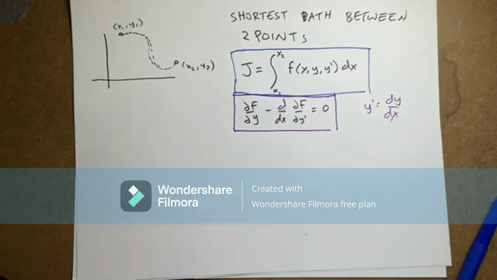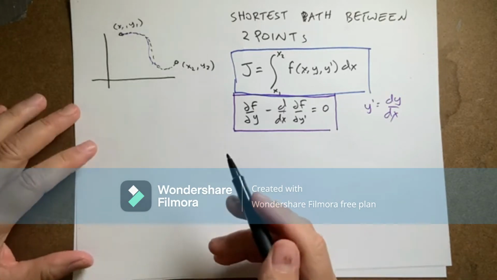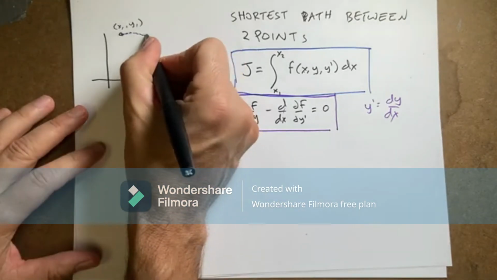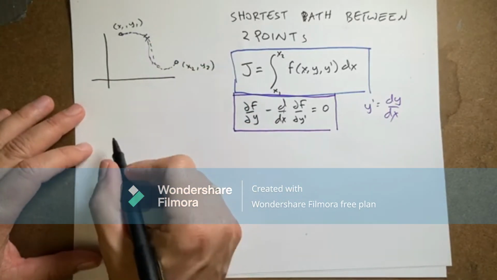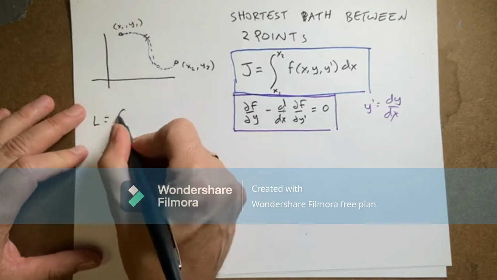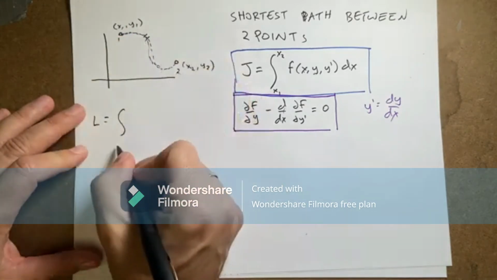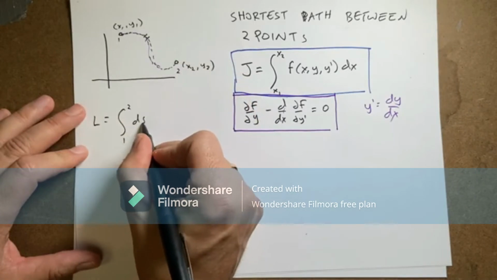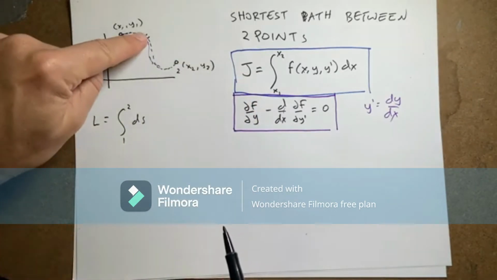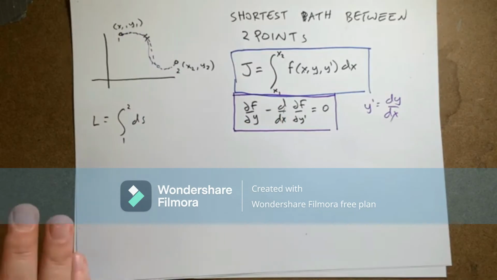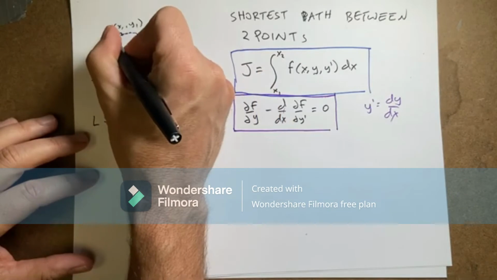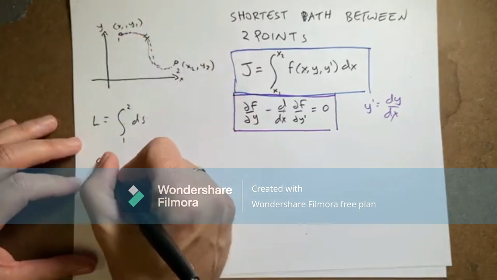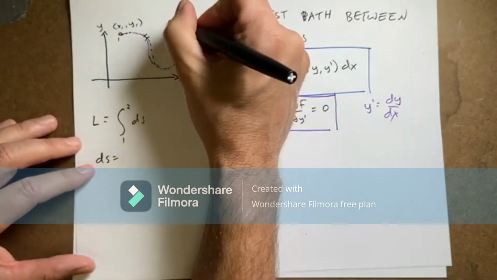So let's do it. How do you do this to show that the path between 2 points is a straight line? So let's pick a little piece right here. What I'm going to do is say, what's the path length? I'm going to say L equals the integral from, I'm just going to call this 1 to 2, of ds, where ds is the sum of the little pieces along that function. So in Cartesian coordinates, x, y in 2 dimensions, then ds is going to be, you can imagine this, right?